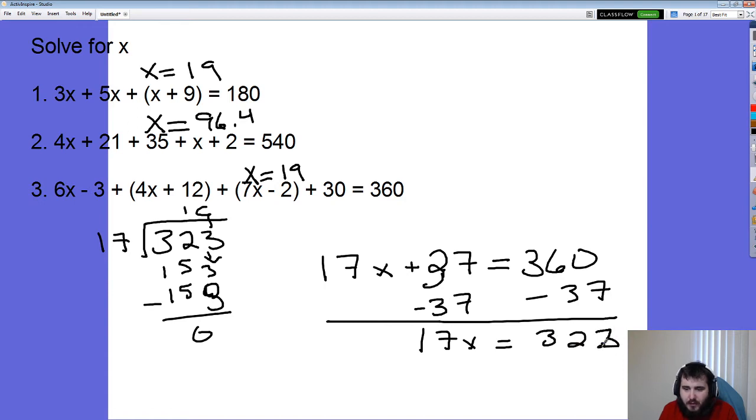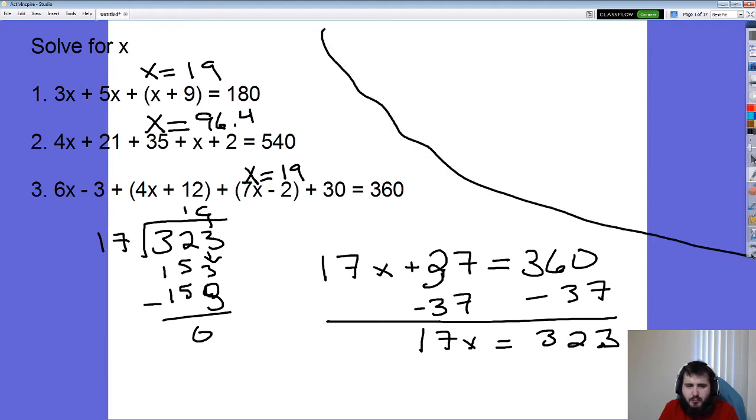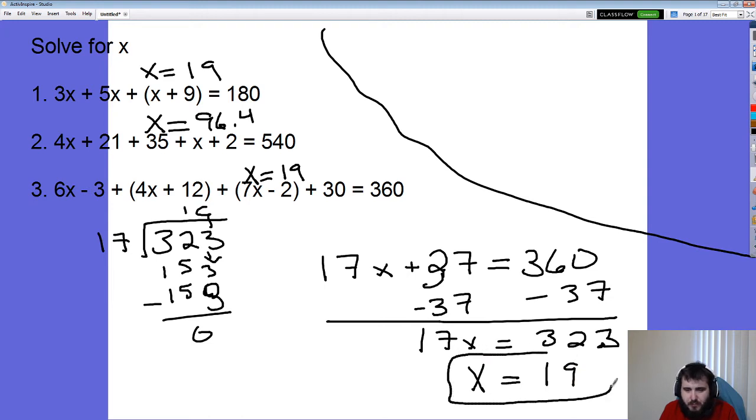We got this. This part is right, 323. And then I think I did some bad division at some point. Yeah, I've got it right here. This is the division that should have been. I think I left off the 1 here. So when you look at this, it goes in once, and then you've got 153, which is actually 17 times 9. So this goes in perfectly evenly. The answer is 19.